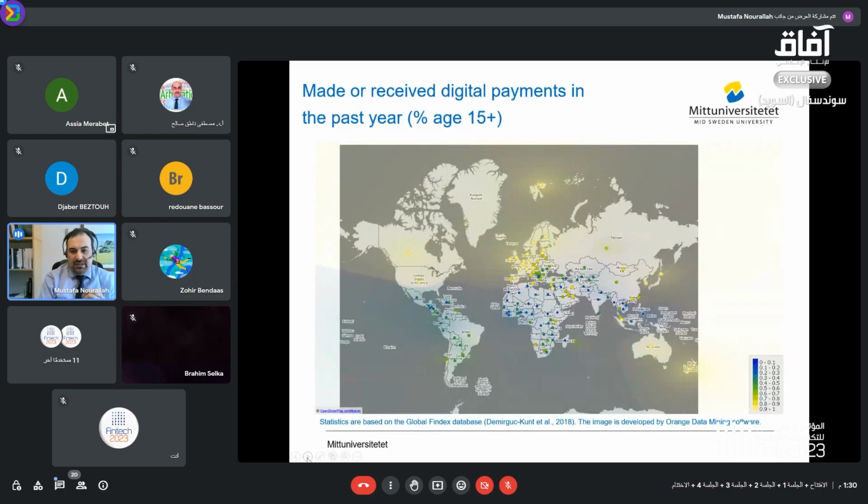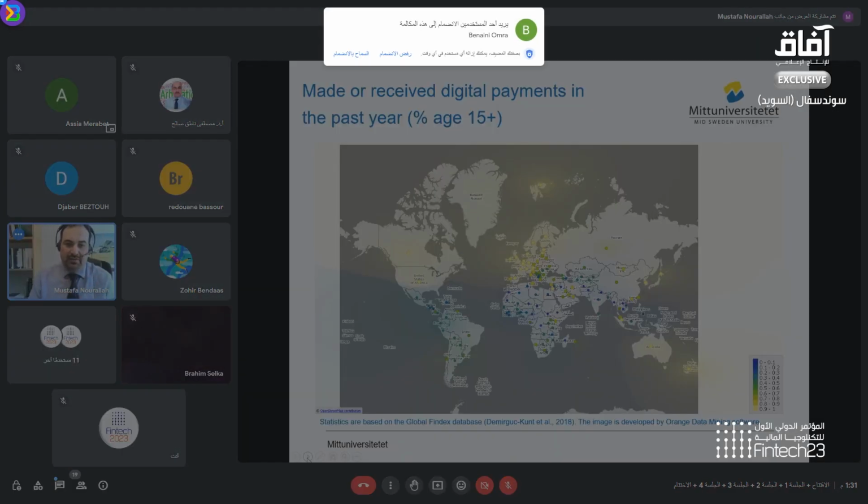The numbers in yellow mean a high percentage of people got a chance to make or receive digital payments during the last year. The number in blue is a low percentage of people who got a chance to make or receive digital payments. We can see as well green, which means middle, somehow 40 to 50%. It's clear that in the north and west of Europe there is a high percentage of people who got a chance to make or receive digital payments. Unfortunately, the percentage is low in Africa, and not in all of Africa, but at least as I can see now, in the north of Africa and somehow in West Africa.